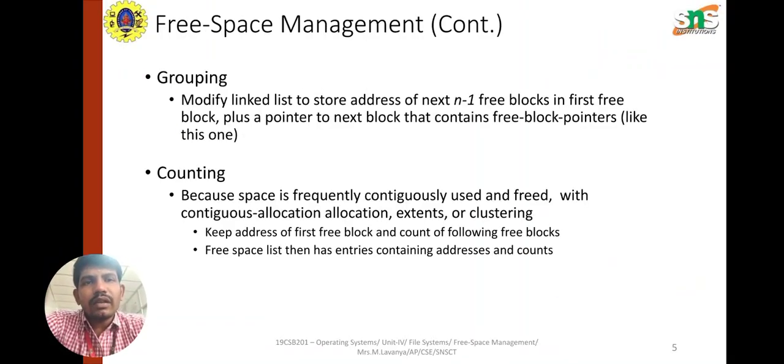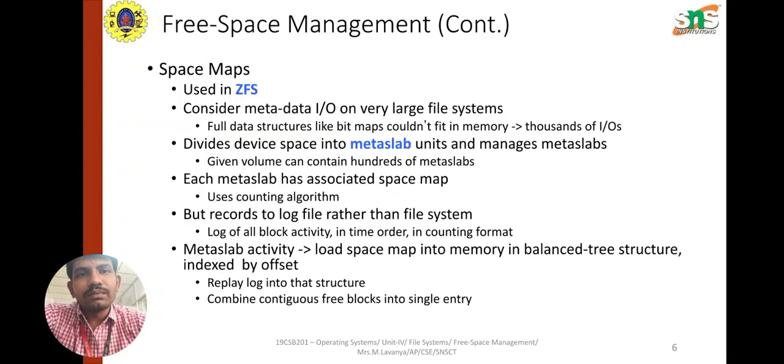In free space management, we also have grouping and counting methods. In grouping, a modified linked list stores the addresses of the next n-1 free blocks in the first free block, plus a pointer to the next block that contains free block pointers. Counting exploits that space is frequently used and freed contiguously, with contiguous allocation and extents or clustering. So we keep the address of the first free block and the count of following free blocks. The free space list then has entries containing addresses and counts.